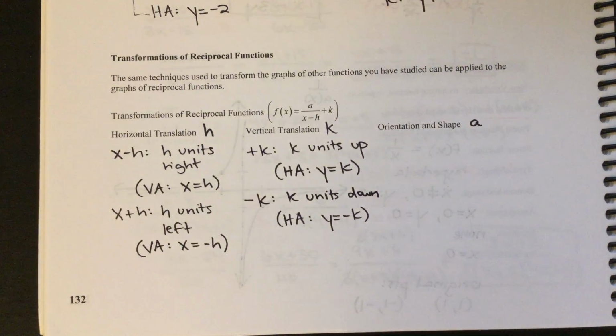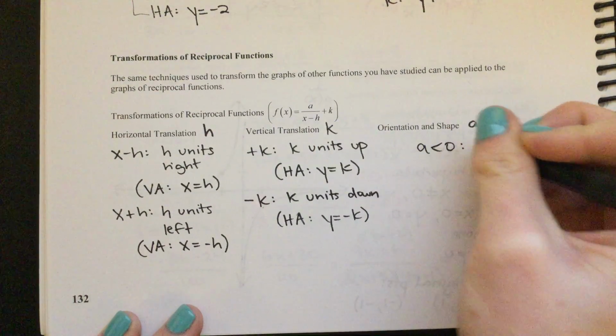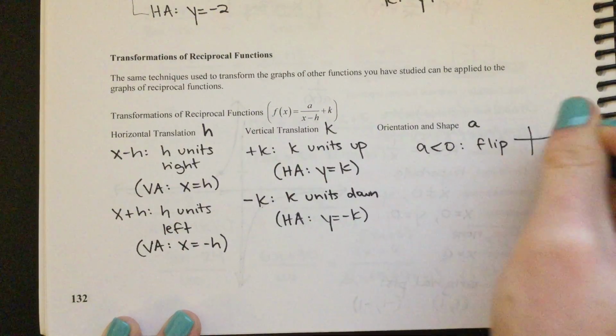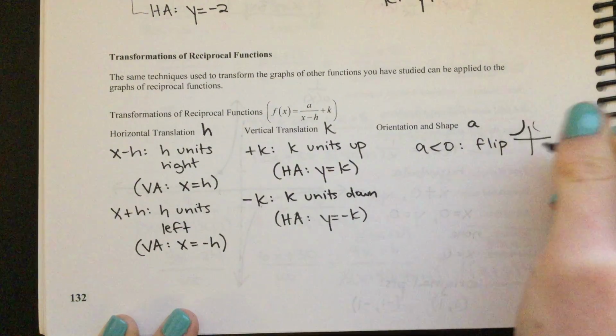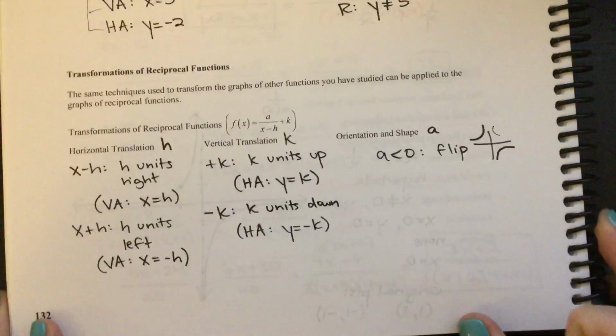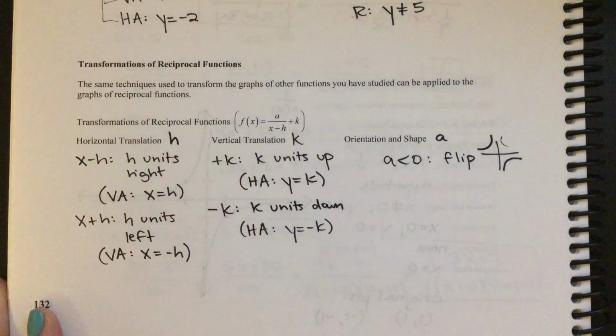And then finally, A, the orientation and shape. If A is less than 0, your graph is going to flip. So basically, instead of being in this quadrant and this quadrant, your graph will now be in this quadrant and this quadrant. Sorry, ignore that. I did not mean for my pen to actually hit that. So flipping will make your graph look like this. Please ignore that little piece right there.